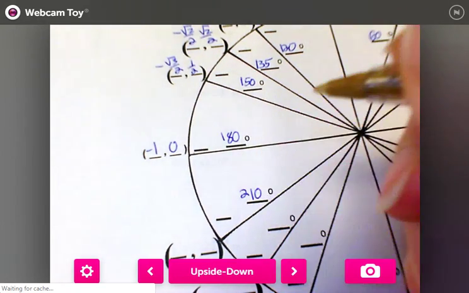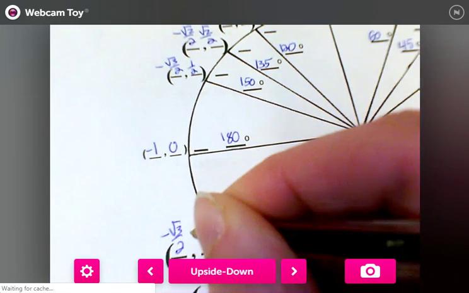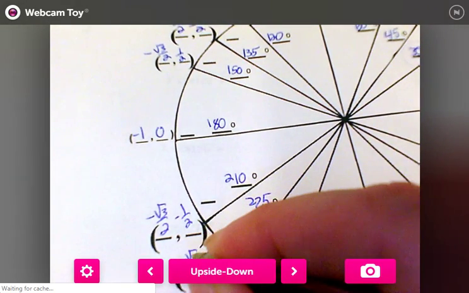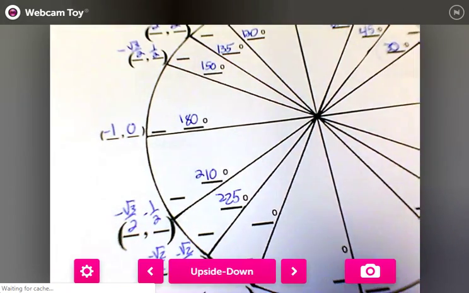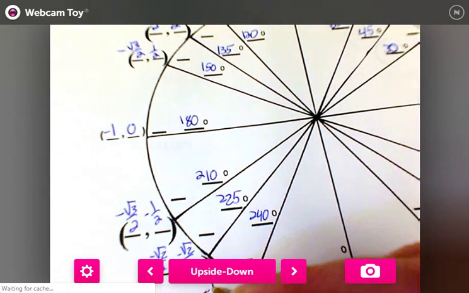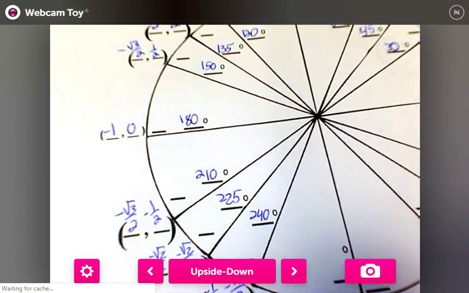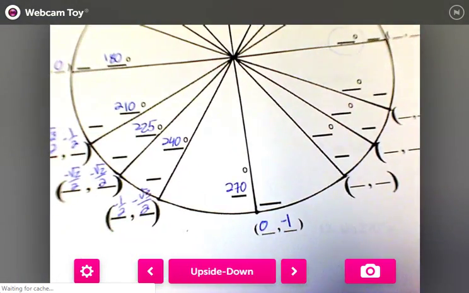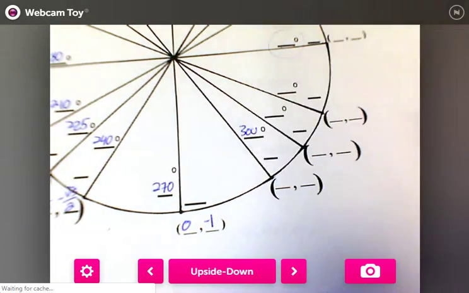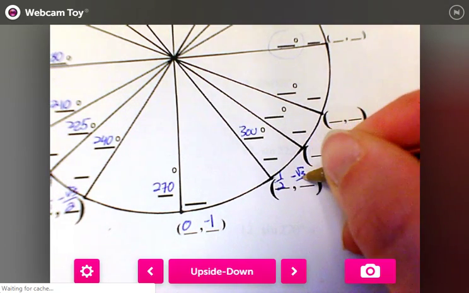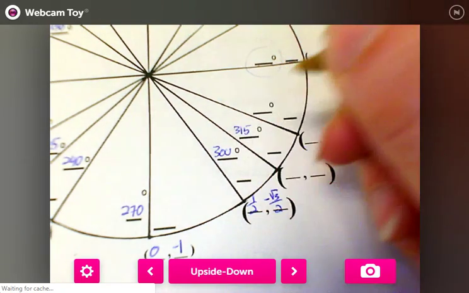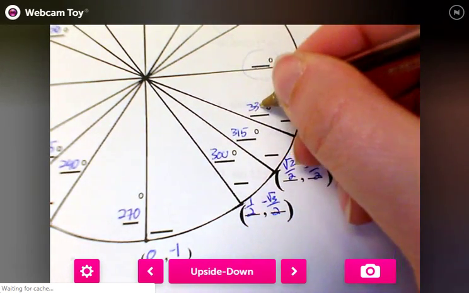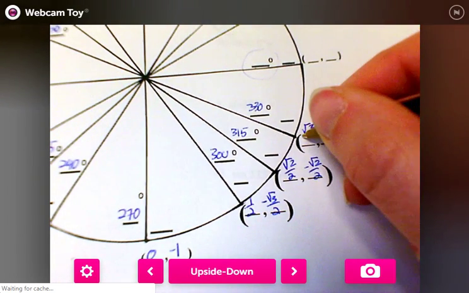This is 210 degrees, negative square root 3 over 2, negative 1/2. This is 225 degrees, negative square root 2 over 2 and negative square root 2 over 2. This is 240 degrees, negative 1/2, negative square root 3 over 2. This is 270 degrees, 0, negative 1. 300 degrees, 1/2, negative square root 3 over 2. 315 degrees, square root 2 over 2, negative square root 2 over 2. 330 degrees, square root 3 over 2, negative 1/2.